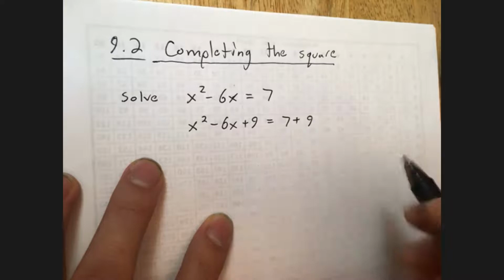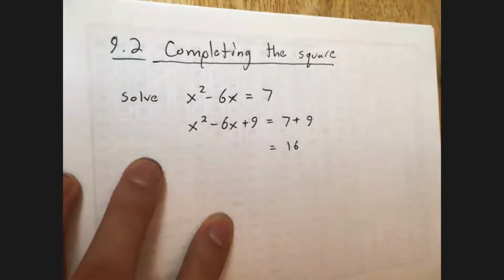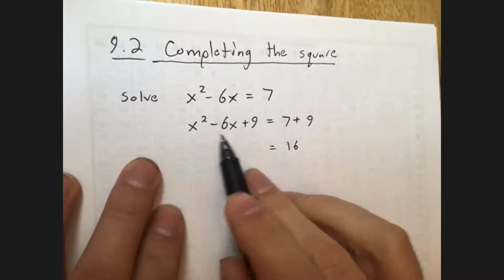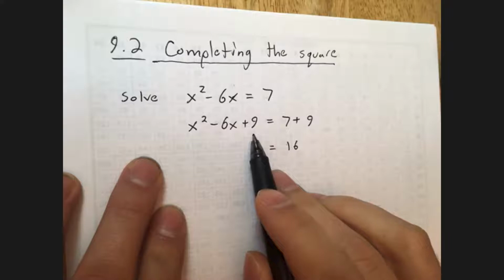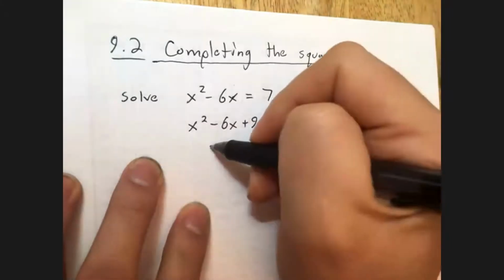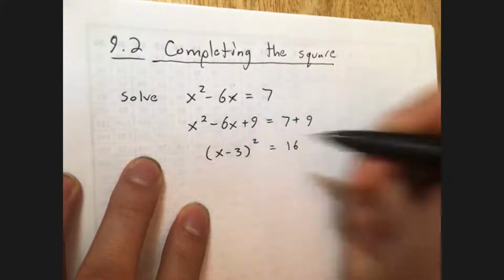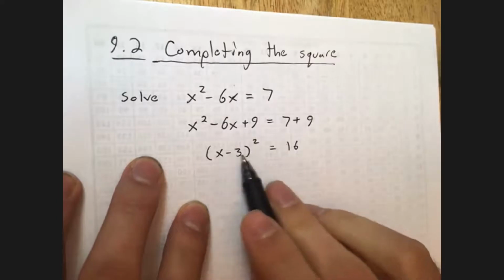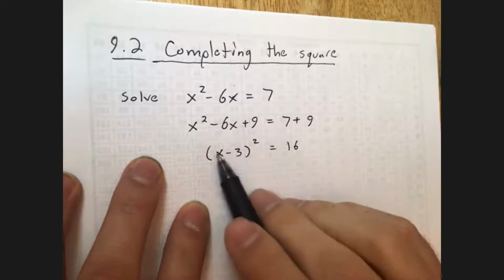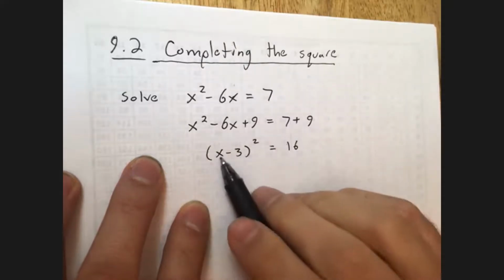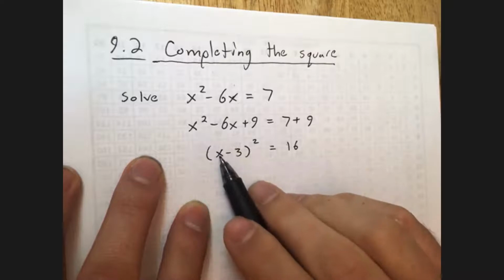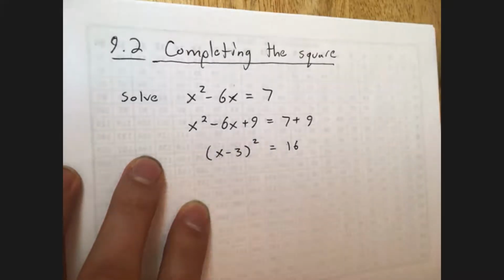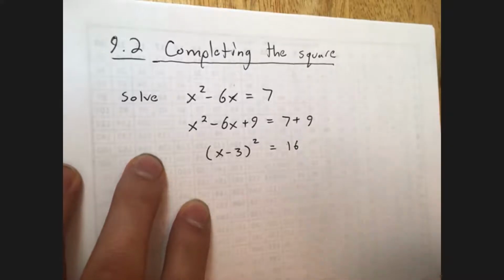Here's what it does. The right-hand side becomes some number, 16 in this case. The left-hand side, though, has become a perfect square. The left-hand side has become x minus 3 squared. And you can check it. If you square out x minus 3, you can work it out on your own. Maybe make that a homework assignment for you. I'm not going to collect it, but check it. And that's fantastic because now we can use the square root property.